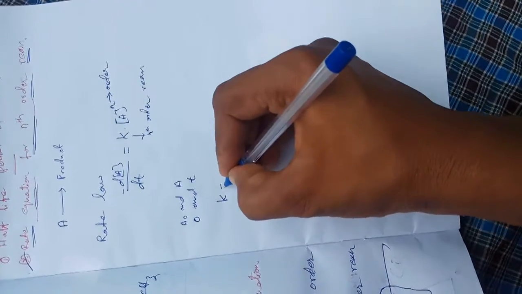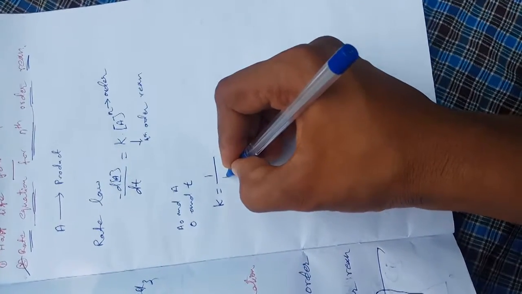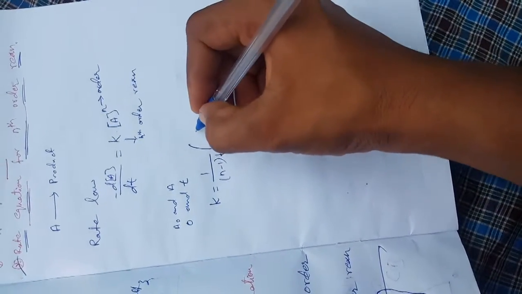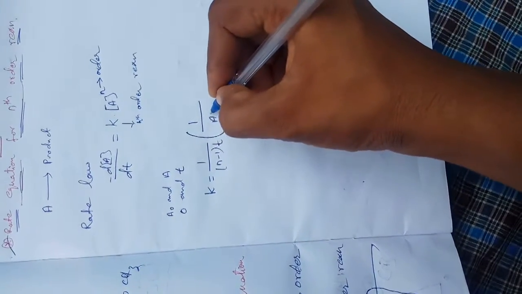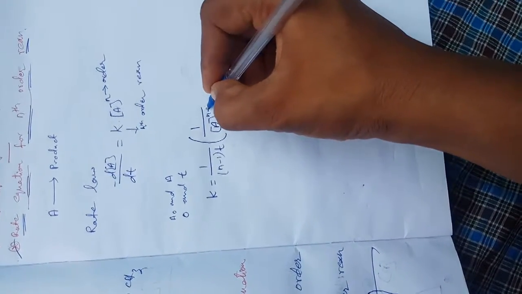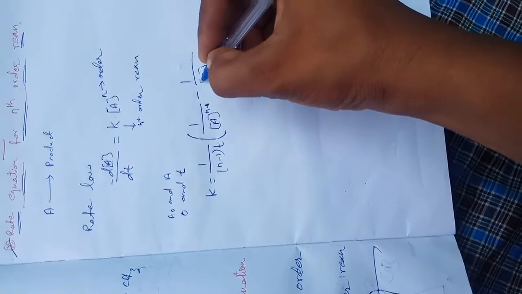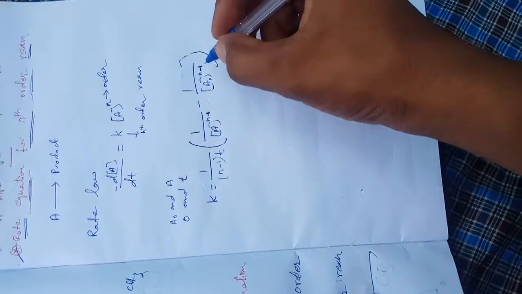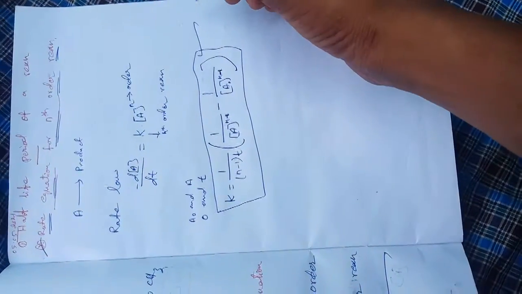K equals, so K is the rate constant for the nth order reaction, 1 by (n minus 1) into t, into 1 by A power n minus 1 minus 1 by A naught power n minus 1. So the above equation is the rate equation for the nth order reaction.